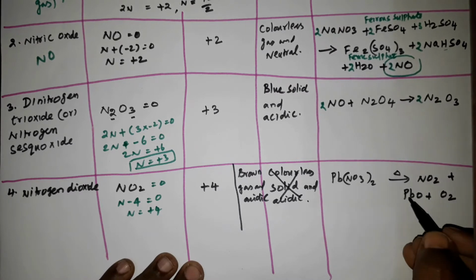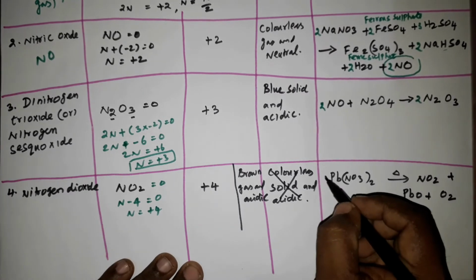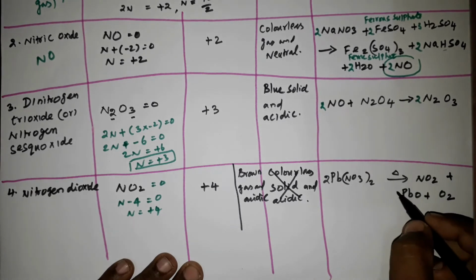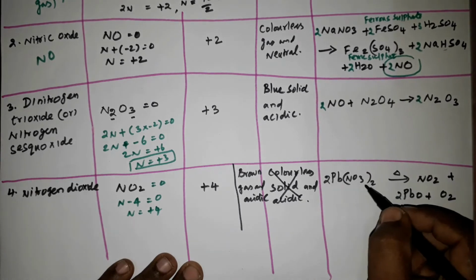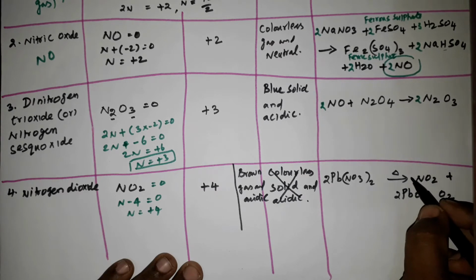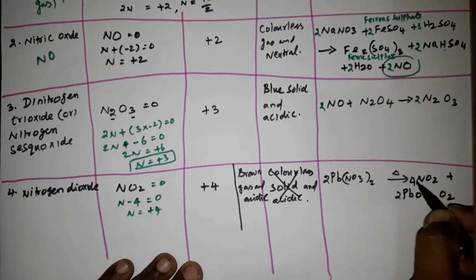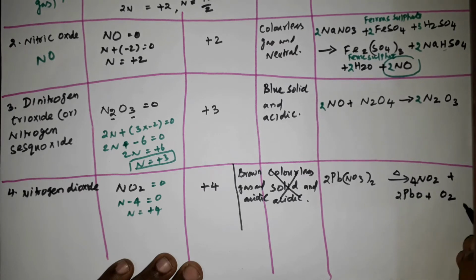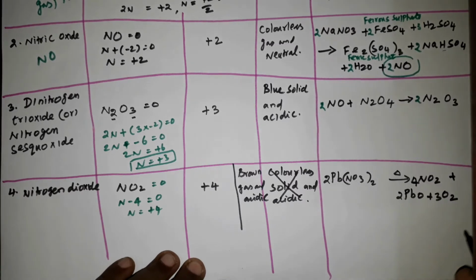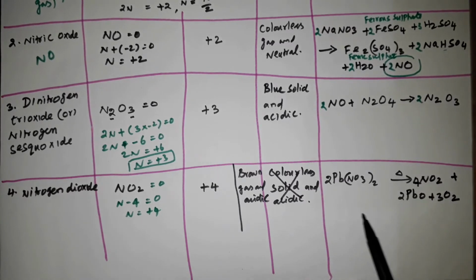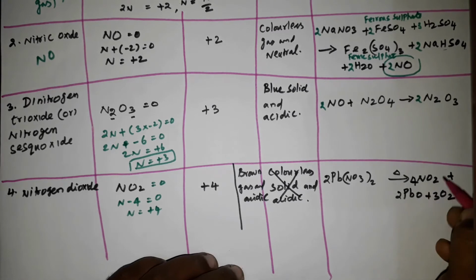Okay, now balance the equation. Here put 2 here, then here 2, then there are 4 nitrogen, so put 4 NO2, then remaining here 3 oxygen. Okay, so 3 oxygen, 2. Now check the equation, that is balanced. Okay, so lead nitrate, when you heat, we will get a brown color gas, that is NO2. It is a gas.